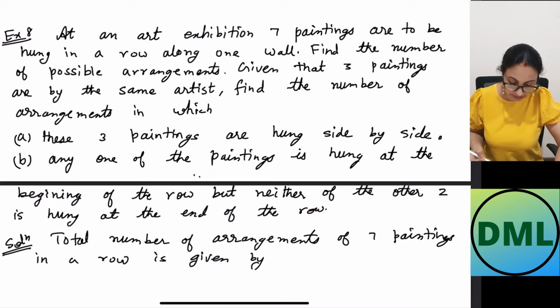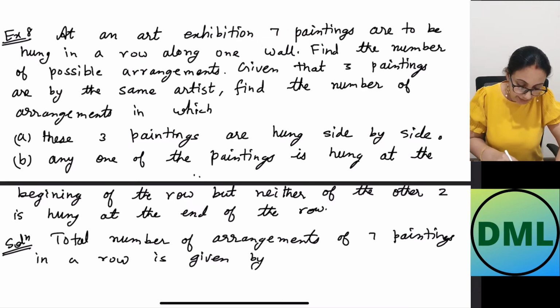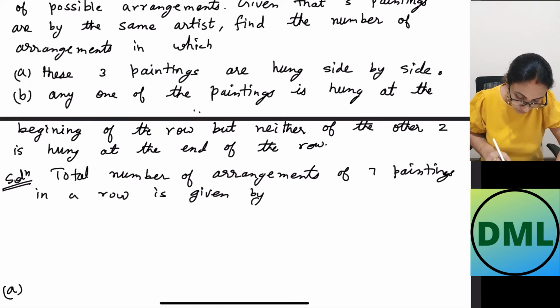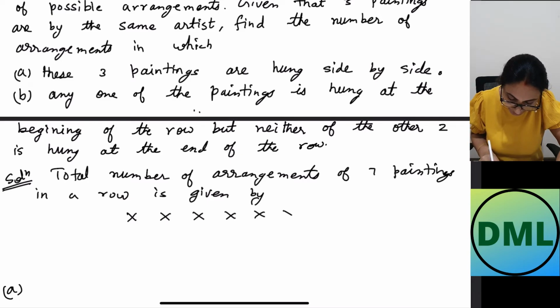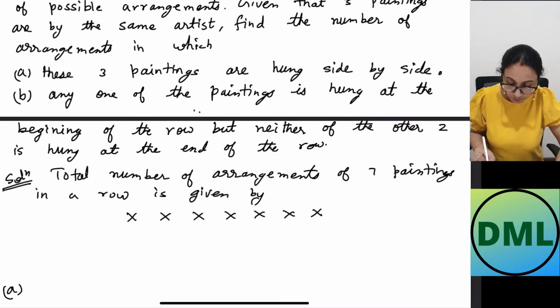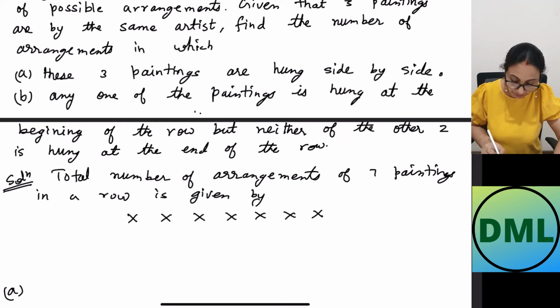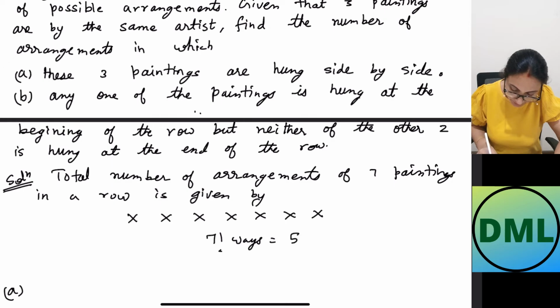Let's do this question step by step. Now, the total number of paintings available with you is 7, that we have to arrange in a row. That can be done in factorial 7 ways. So 7 cross 6 cross 5 cross 4 cross 3 cross 2 cross 1. So to arrange these in a row can be done in factorial 7 ways, and our answer will be 5040.